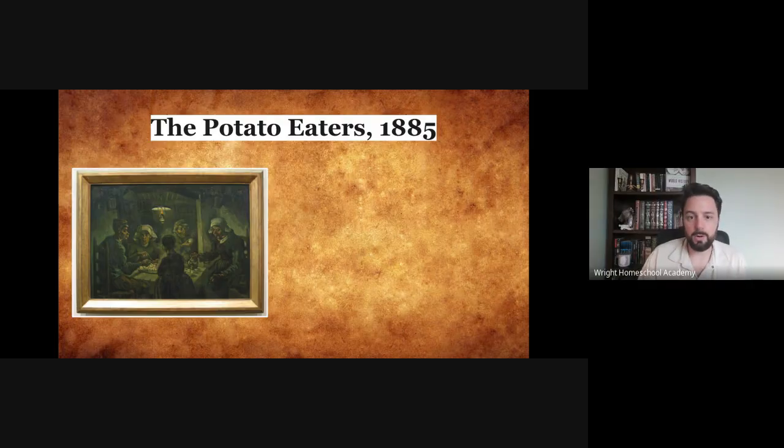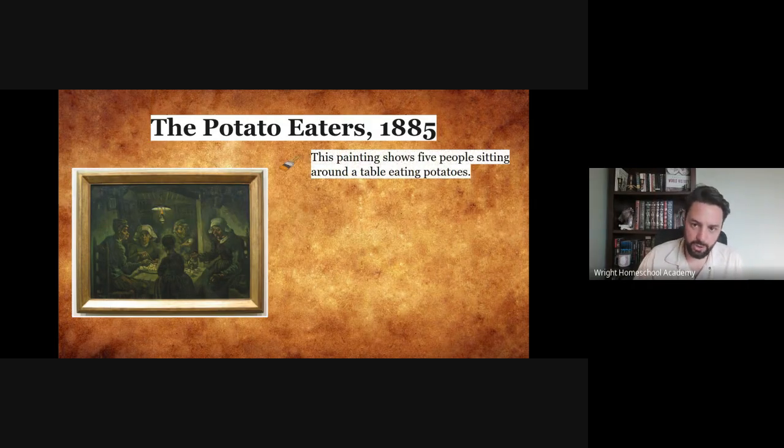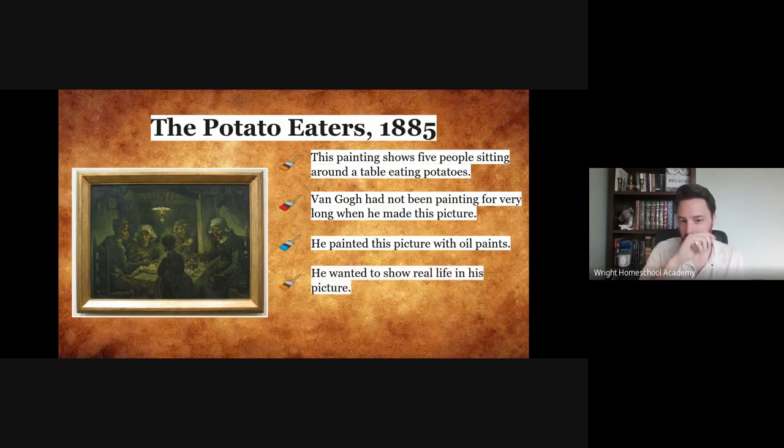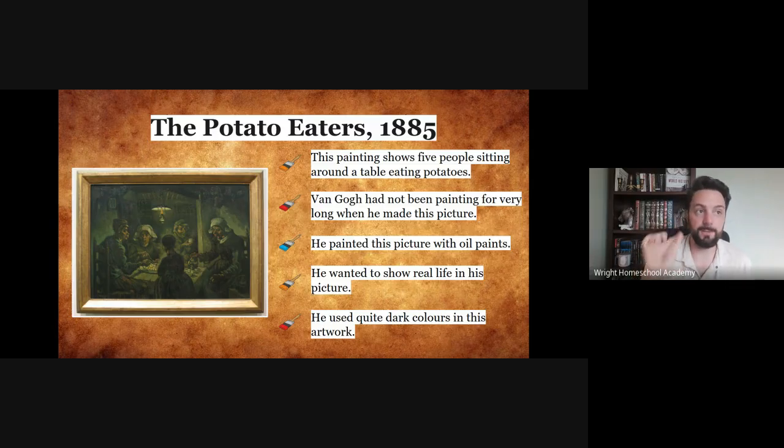Okay, let's talk a bit more about the Potato Eaters. The painting shows 5 people sitting around a table eating potatoes. Van Gogh had not been painting for very long when he made this picture. He painted it with, of course, his favorite oil paints, and he wanted to show real life in his painting. He used very dark colors in this artwork. And this is considered the first major painting produced by Van Gogh, The Potato Eaters.